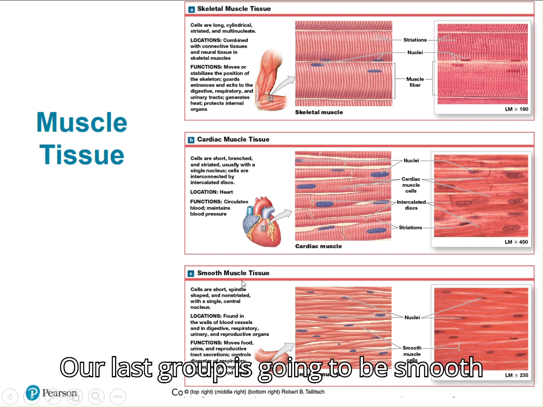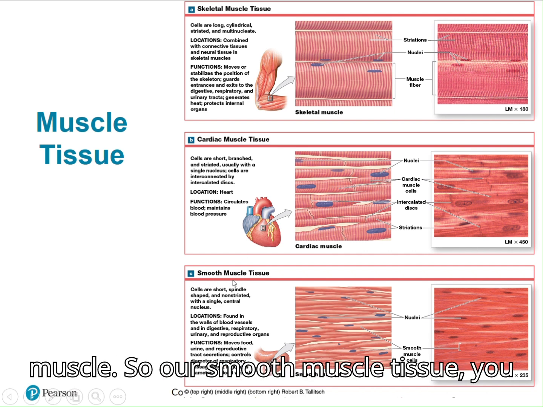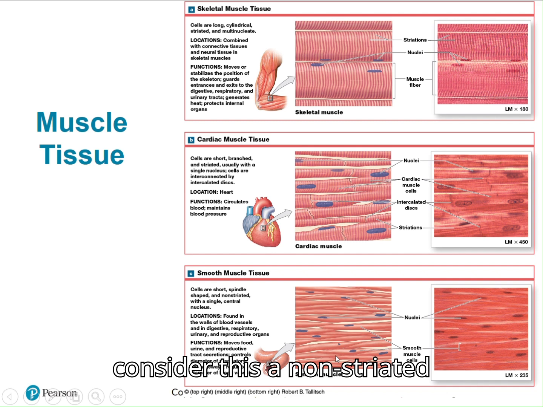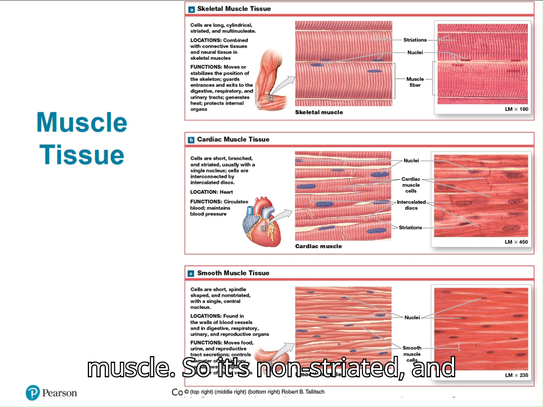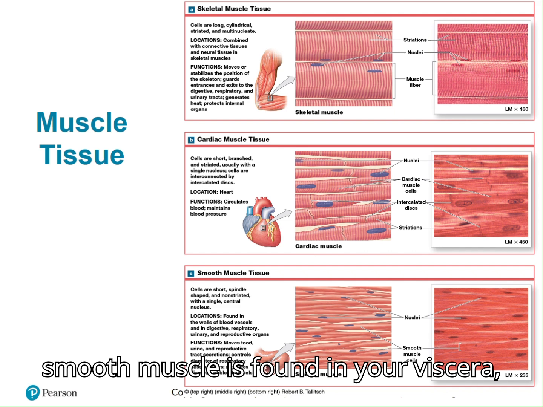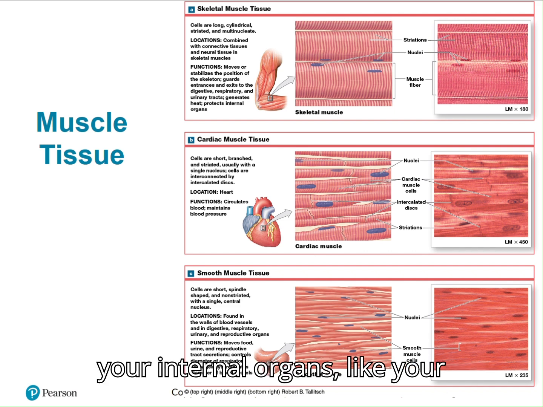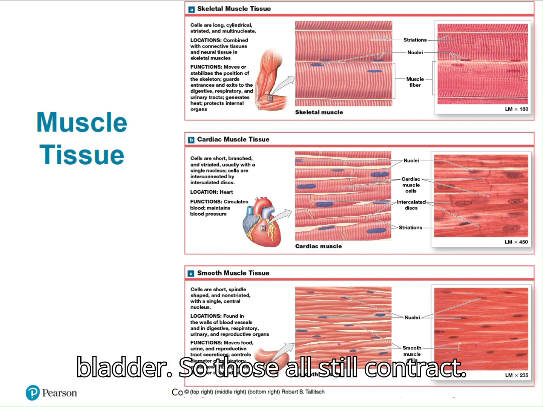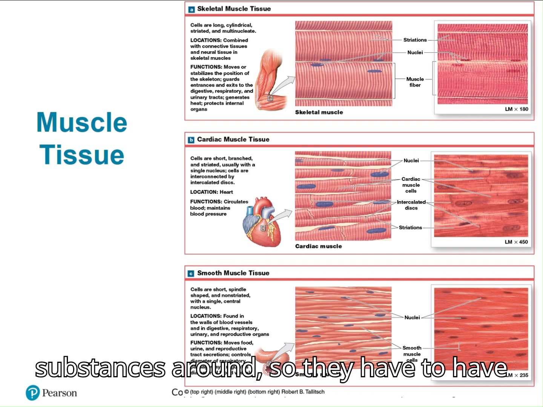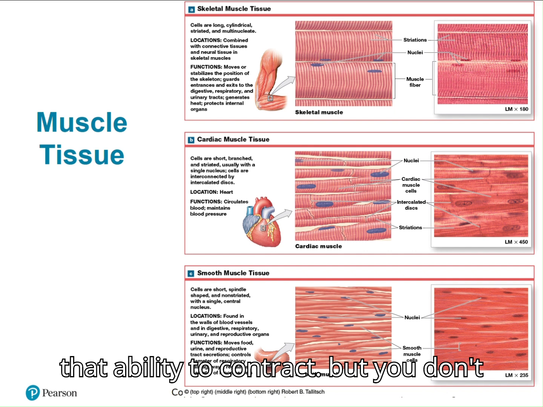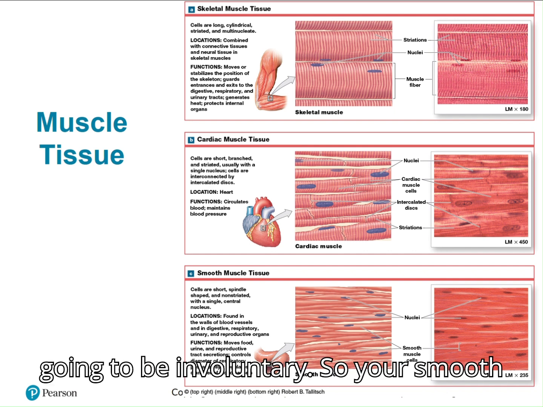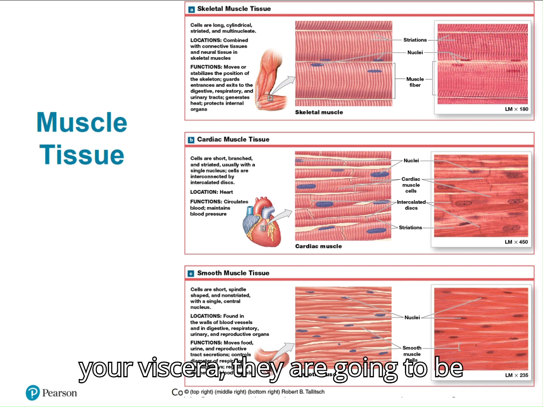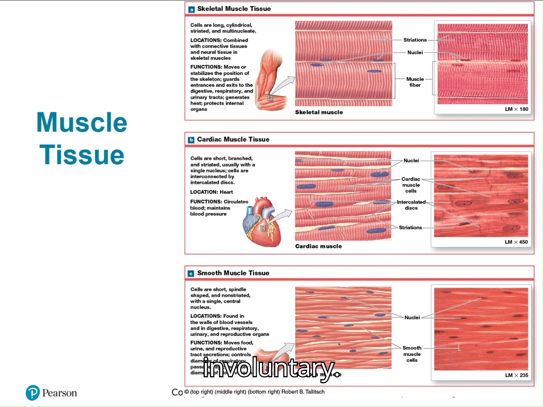Our last group is going to be smooth muscle. So our smooth muscle tissue, you can see here, does not have those striations in there. So we would consider this a non-striated muscle. So it's non-striated, and smooth muscle is found in your viscera, your internal organs, like your esophagus, your stomach, your urinary bladder. So those all still contract. They're all there to squeeze and move substances around, so they have to have that ability to contract. But you don't have conscious control over it, so it's going to be involuntary. So your smooth muscle are found in your organs, your viscera. They are going to be non-striated, and they are involuntary.